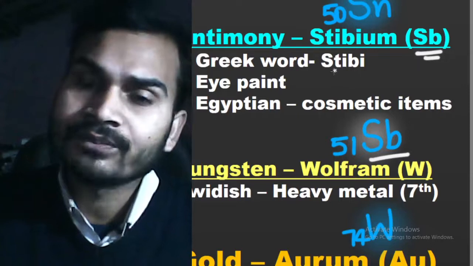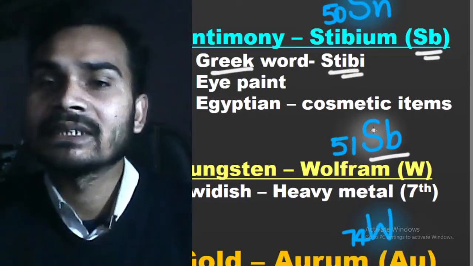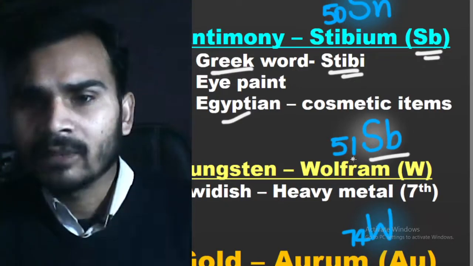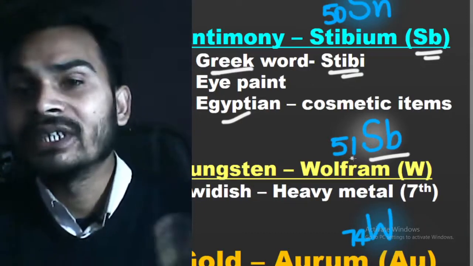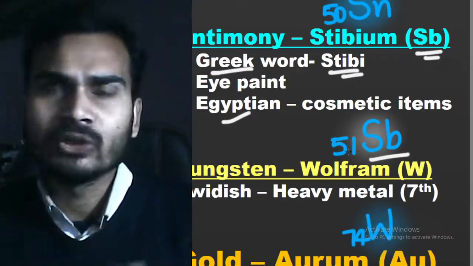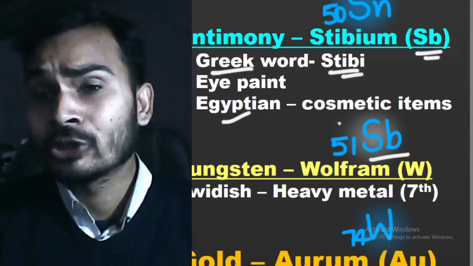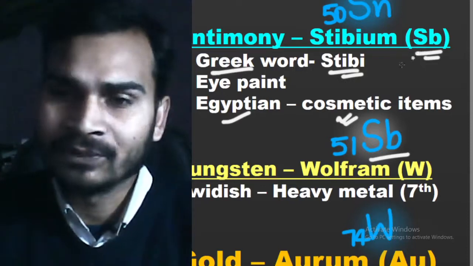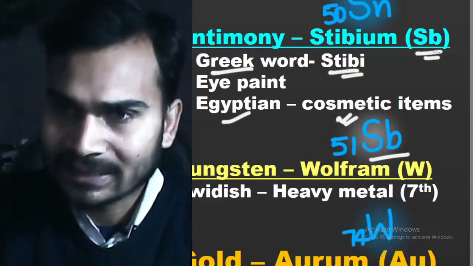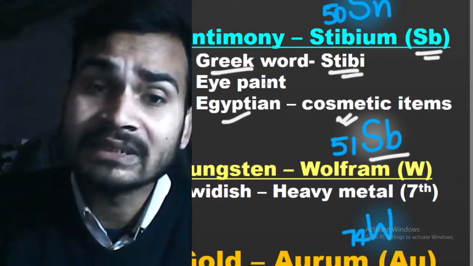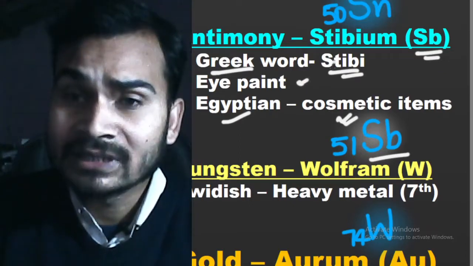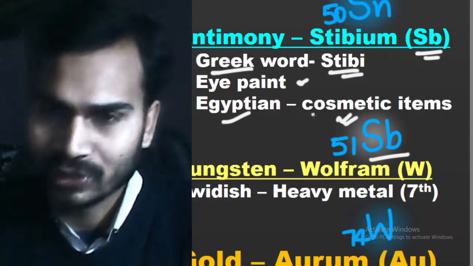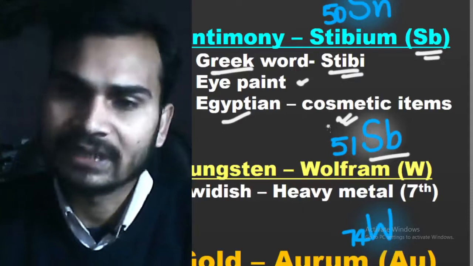Stibium, in the Greek language, is initially taken as stibi. Stibi means eye paint. Actually, Egyptians were using stibium as a cosmetic item at that time. That is why cosmetic items are its origin. That is why antimony has the symbol Sb. So if we repeat it, antimony has the symbol Sb because of the stibium word. The stibium word means eye paint. It was used for cosmetic items by Egyptians, and it is also being used in cosmetic items right now.